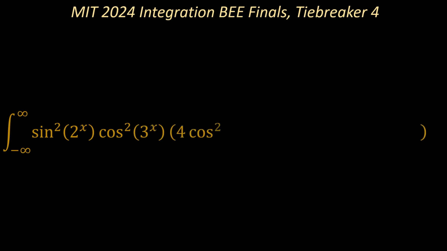So the tiebreaker number 4 of the MIT 2024 integration finals is the definite integral from x tending to negative infinity to x tending to positive infinity of sine squared of 2 to the power x times cosine squared of 3 to the power x, open brackets, 4 cosine squared 2x, open another bracket, 4 cosine squared 3x minus 3 close bracket squared minus 1. That's a very, very interesting problem. The problem is, as I said, quite intricate.